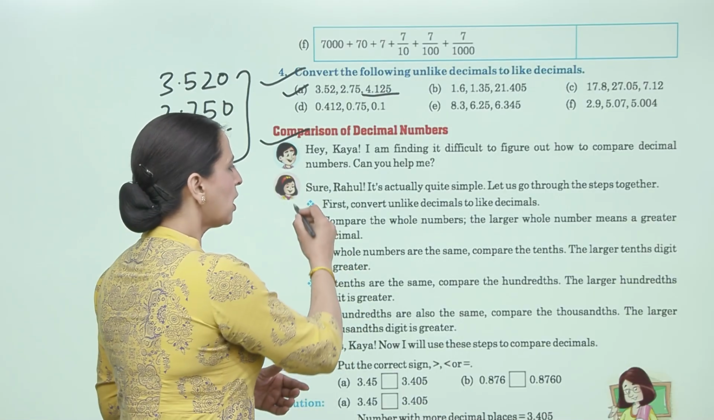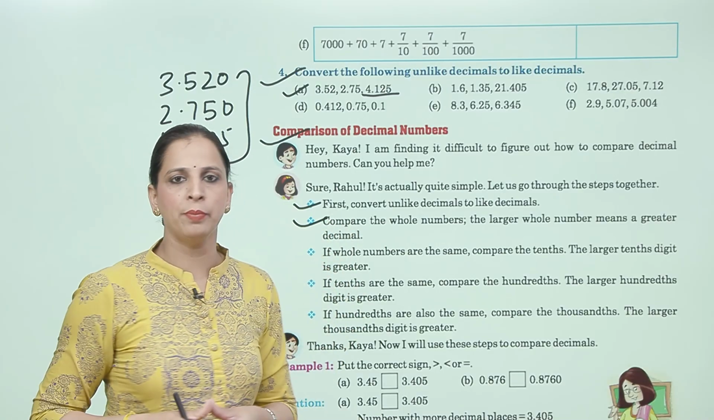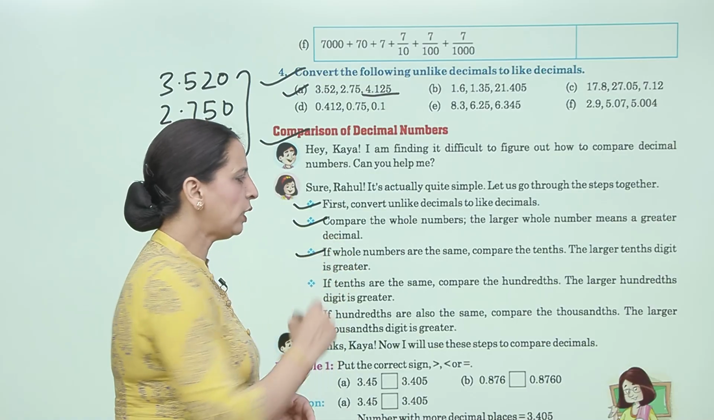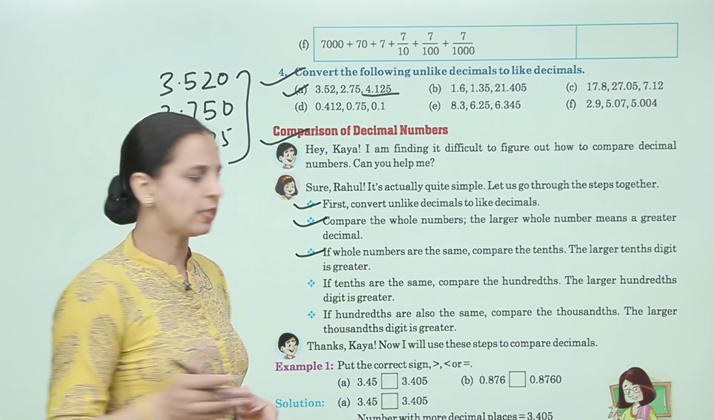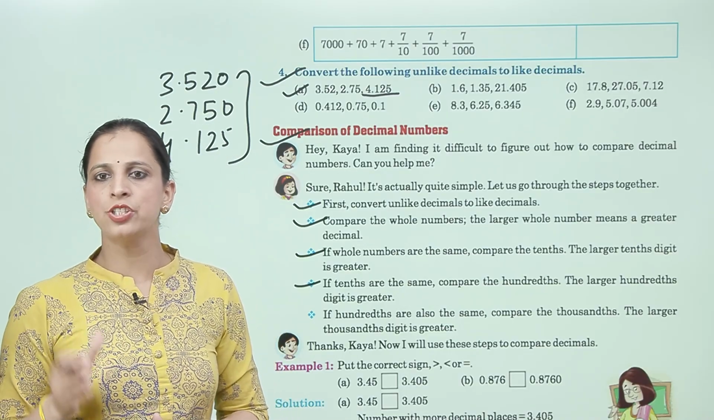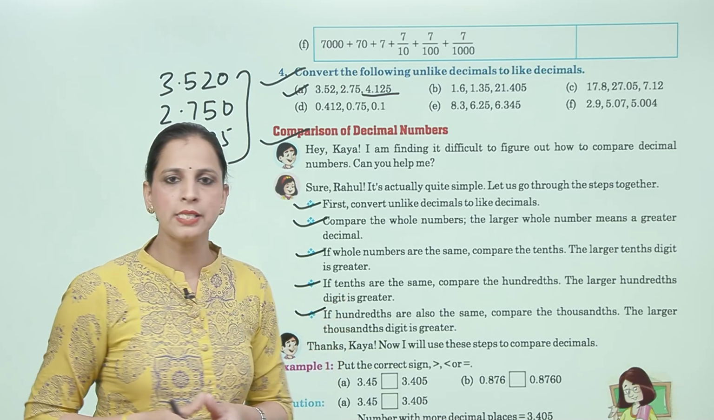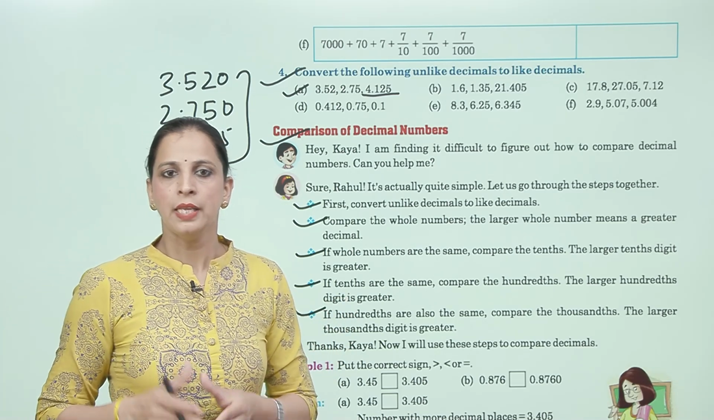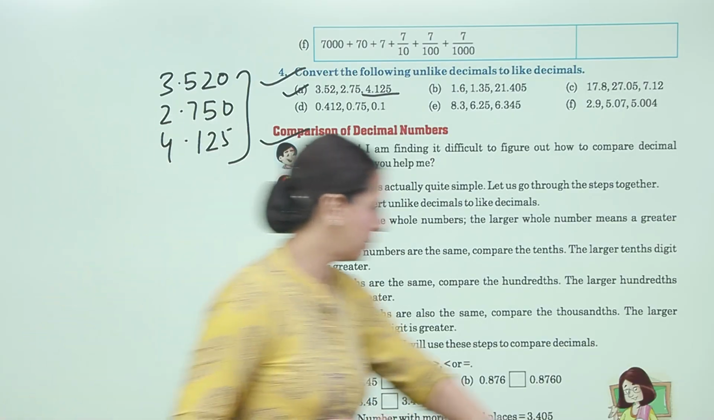Now, first, convert the unlike decimals to like decimals. Next, compare the whole number. The larger whole number means greater decimal. If whole numbers are the same, compare the tenths. The larger tenth digit is greater. If tenths are the same, compare the hundredths. The larger hundredths digit is greater. If hundredths are also the same, compare the thousandths. The larger thousandths digit is greater. Thanks Kaya. Now I will use these steps to compare decimals.